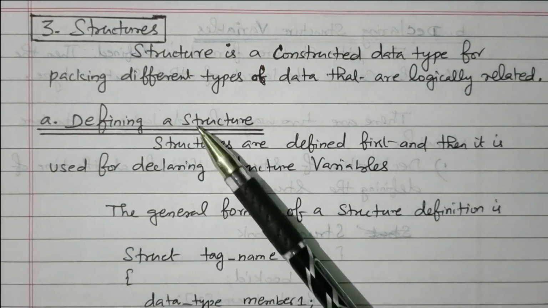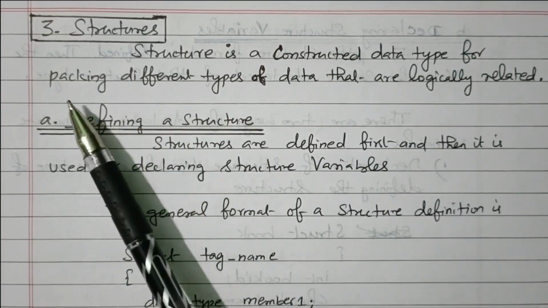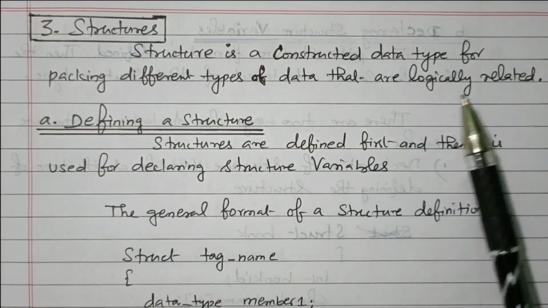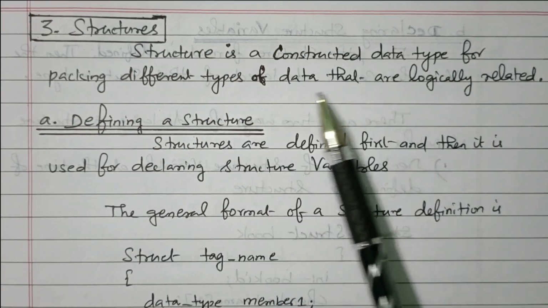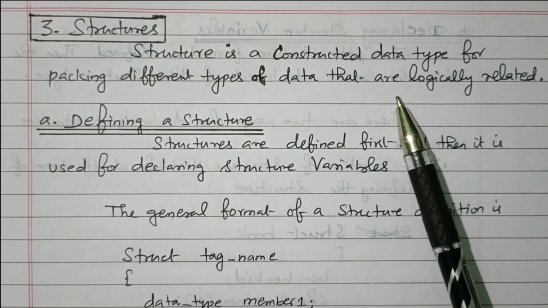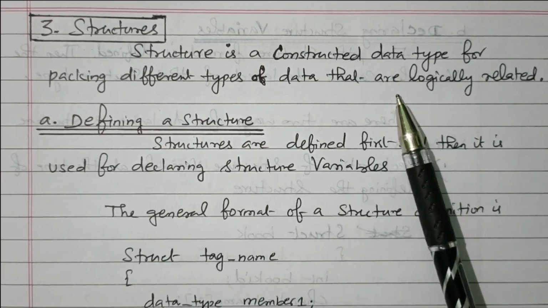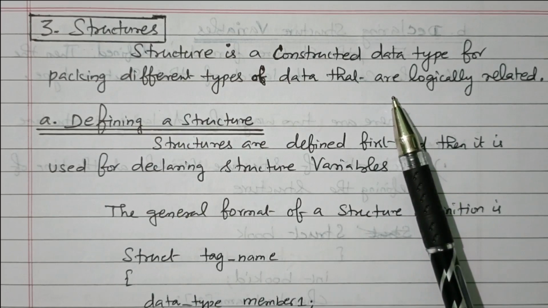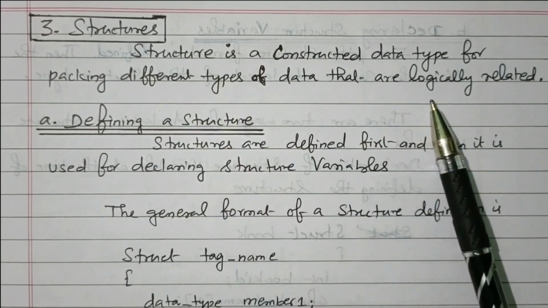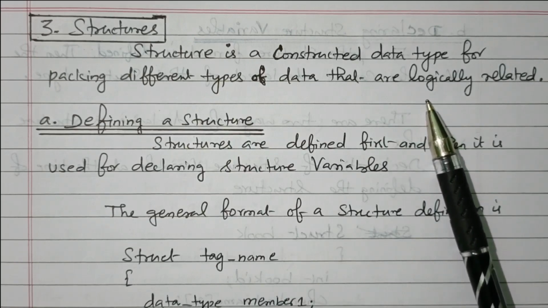So the structure is a constructed data type for packing different types of data that are logically related. The structure is nothing but a collection of different types of data that may be logically related. We know that same type of data means array. Array is the collection of same type of data. Structure means a collection of different types of data logically related. It may be student detail, employee detail, like that.